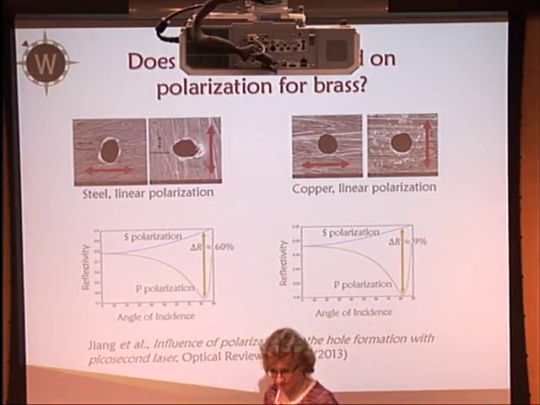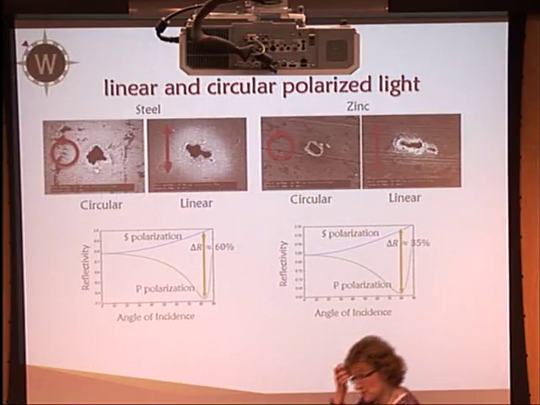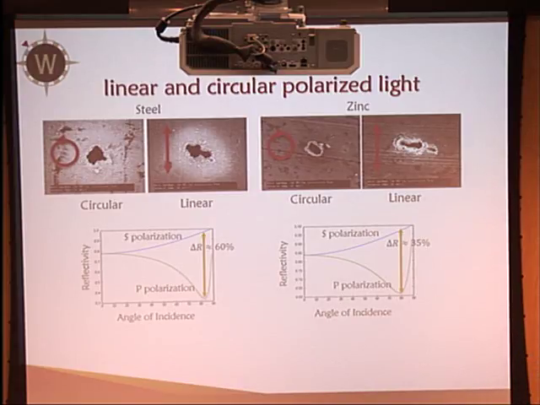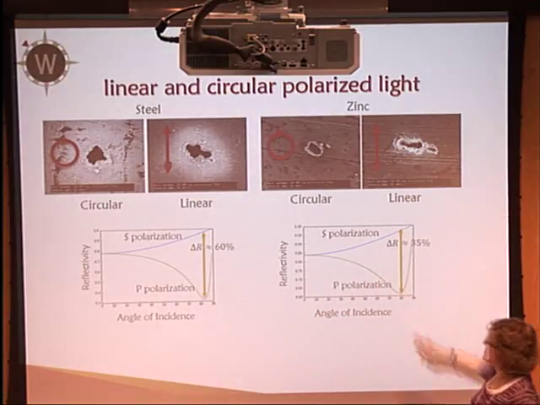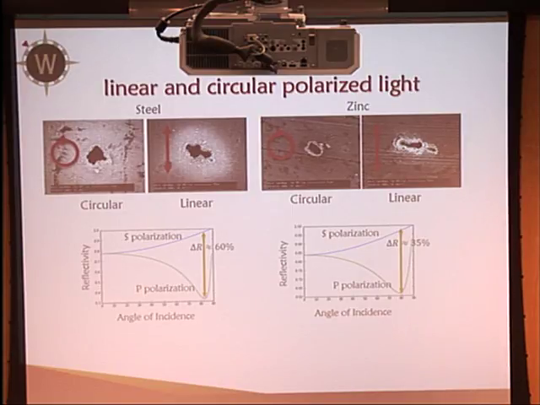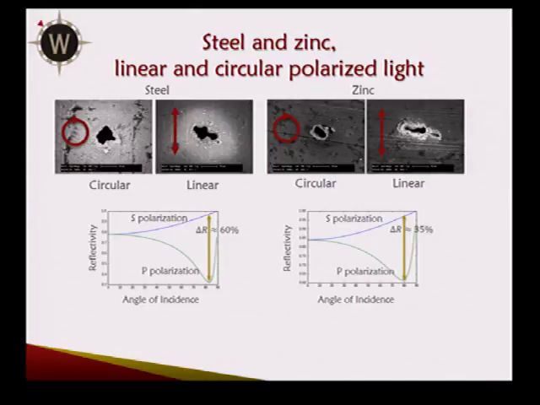Steel is elongated. So we started by sort of reproducing the data just to make sure our system is working as intended. We used steel as well. We didn't have copper, so we used zinc. Both of these have relatively large differences, so we expected to see similar things. In both of these columns, if you look on the right-hand side, this is where we used linear polarization, and you see the same effect that the hole is elongated perpendicular to the polarization. And then instead of just flipping the polarization, we used circularly polarized light. And because that's a lot more symmetric, we actually also get a lot more symmetric holes out of it.